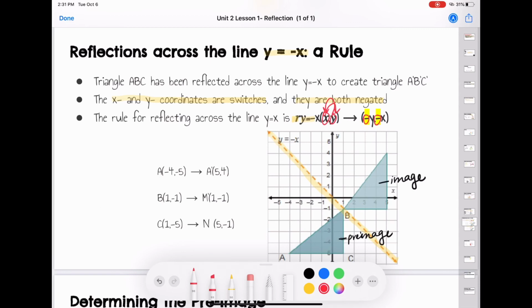So, for example, here we have vertex A, which in our pre-image is equal to -4, -5, but in our image after reflection, y equals -x, becomes 5 and 4. So as you can see there, we switched our x and y, and then after we switched it, we negated it. Remember, when we negate, the negative becomes a positive and the positive becomes a negative. So here we have two negatives which become positive.